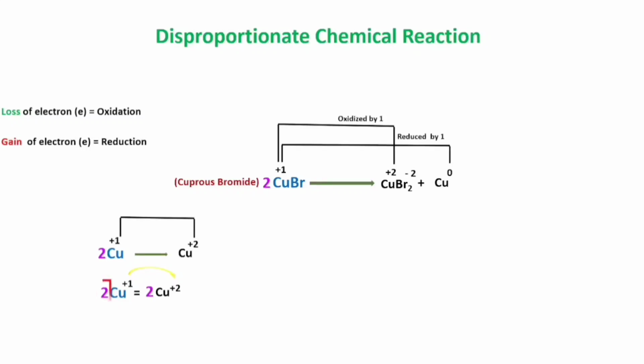So, 2 copper atoms will lose 2 electrons to get oxidized. So, the number of oxidation here is 2.